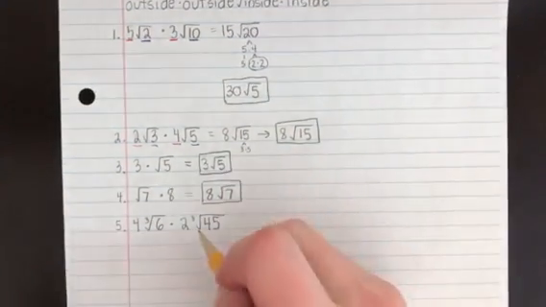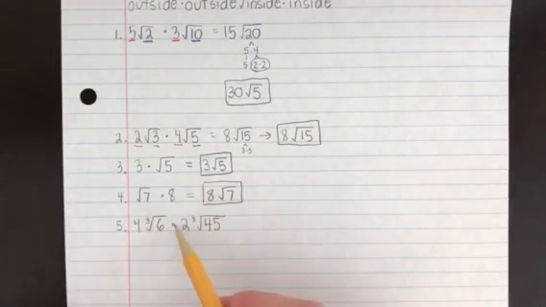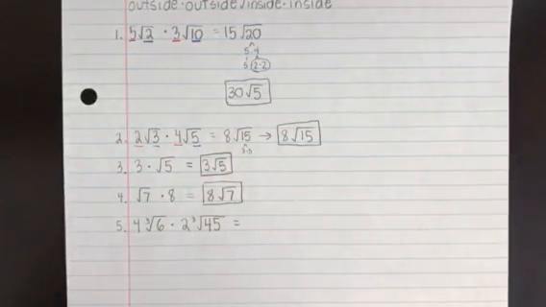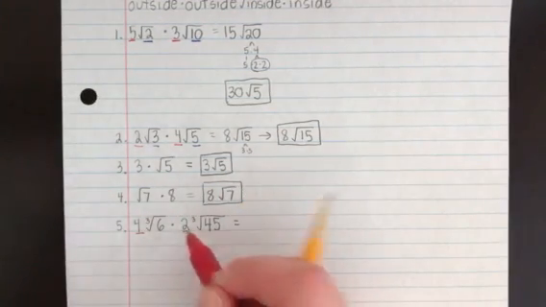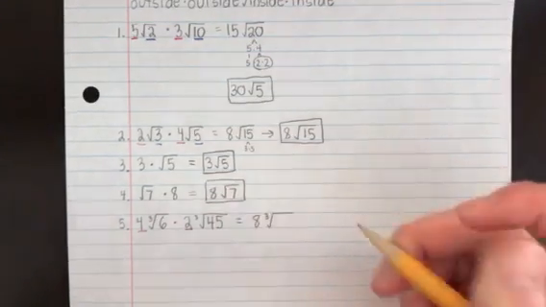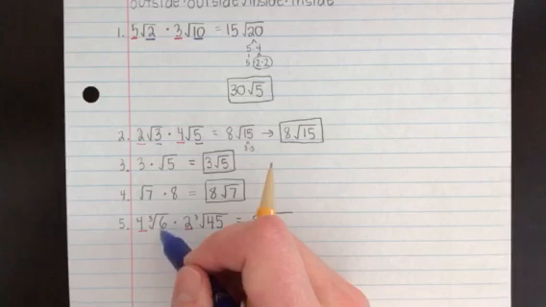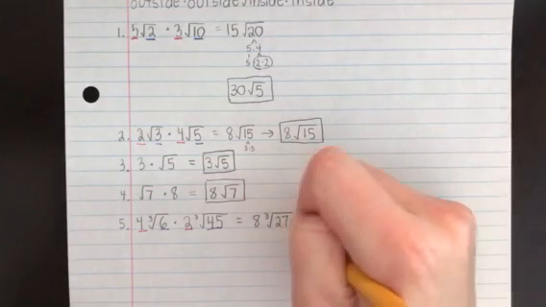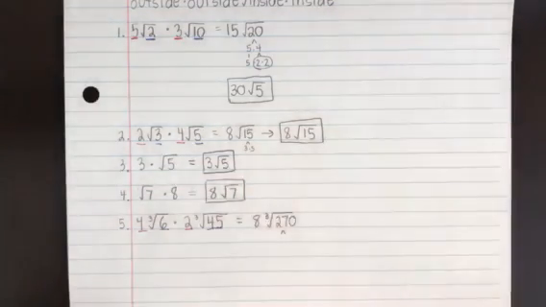Let's move on to a little more complicated. 4 cube root of 6 times 2 cube root of 45. Outside times outside, that would give me 4 times 2, which would be 8. So 8 cube root of 6 times 45, and 6 times 45 is 270. Then we definitely know that will break up.